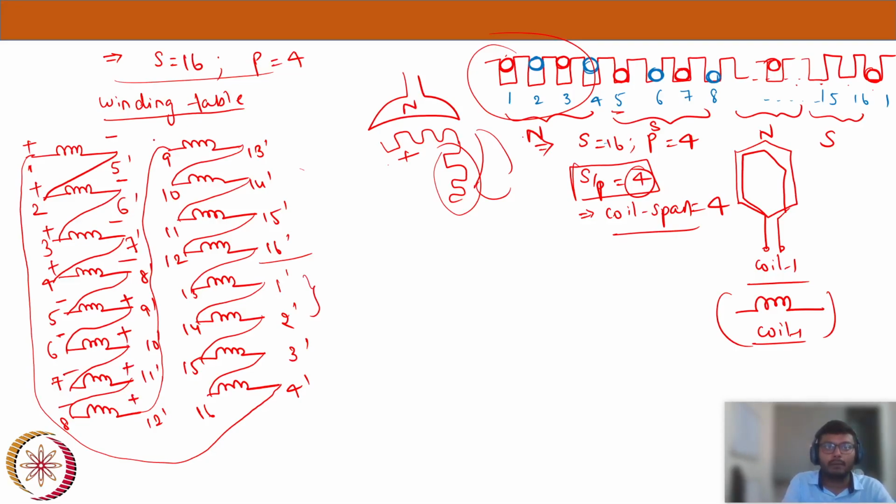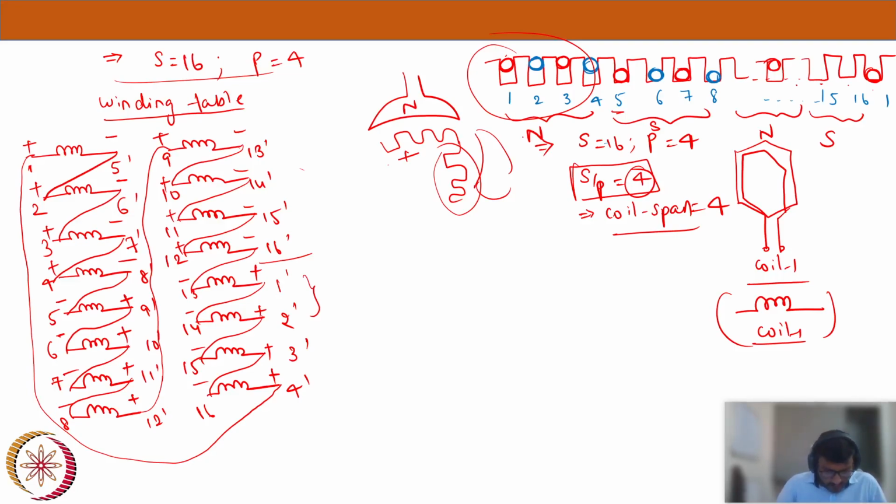Next 4 coils again will come under north pole. One, two, three, four. Okay. From 13, we will have minus plus. Last 4 coils will be coming under south pole. So this is how the polarities will be, and this is how the windings polarities will be when they are connected in a series condition.